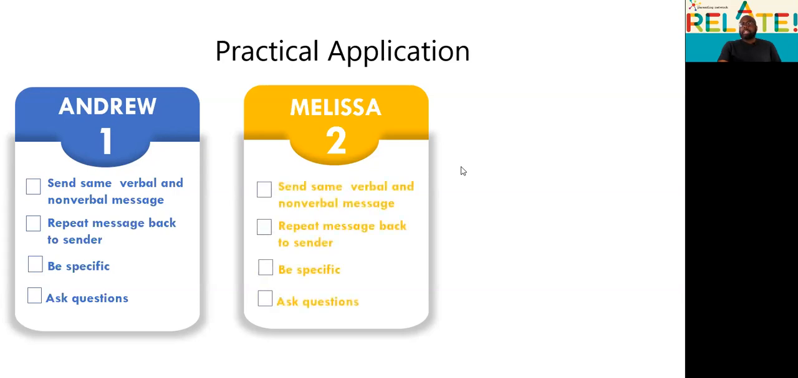What could possibly have been some miscommunication in how Melissa was feeling and how she relayed that to the parents? Because in the story, we do see that Melissa is frustrated and she's angry, but the children are yet being rewarded. Could it have been that she did not send the same verbal and nonverbal message? Maybe she didn't get repeated back to her the message. Maybe she wasn't very specific. And maybe the parents didn't ask questions to clarify.